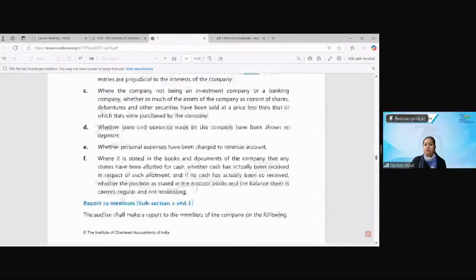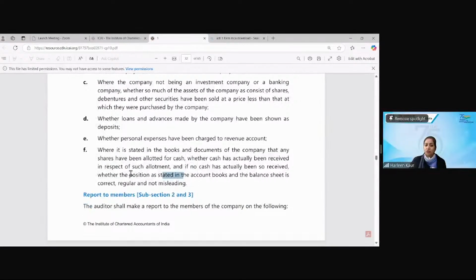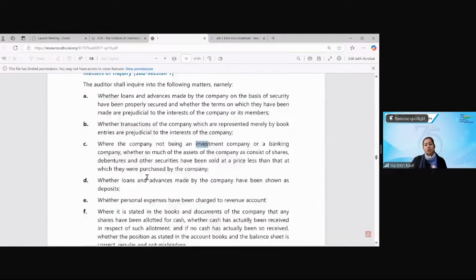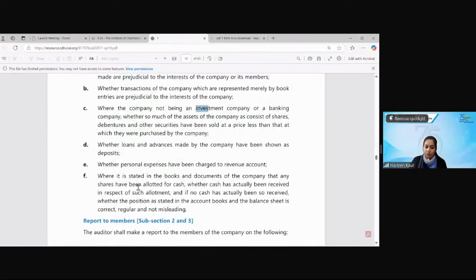Second, mere book entries related to the cash and share capital point. And then not investment and banking company. Other than that, any shares and debentures sold for less than the purchase price, you have to create a doubt about that. And if personal expenses have been charged to revenue account, then also an inquiry has to be set.